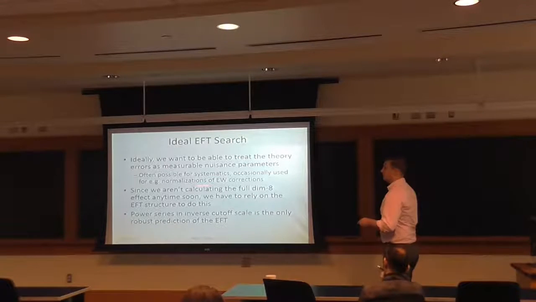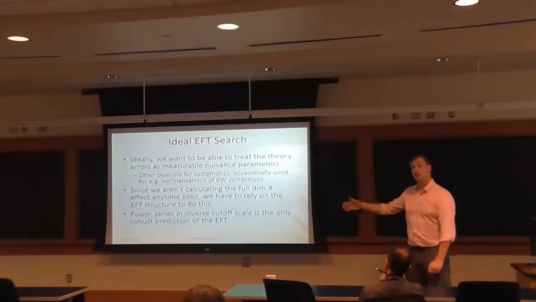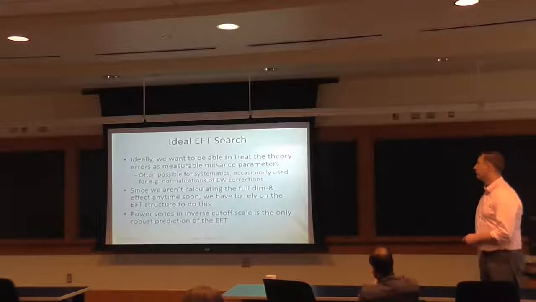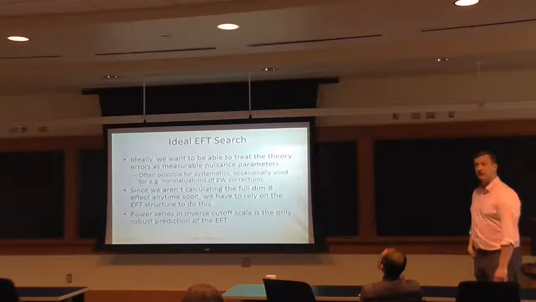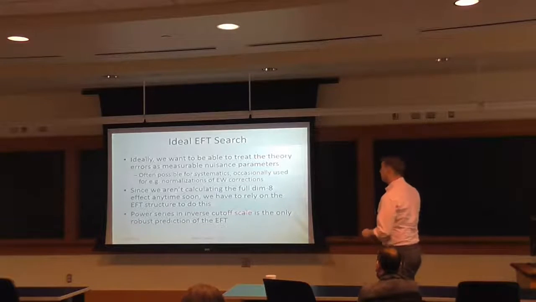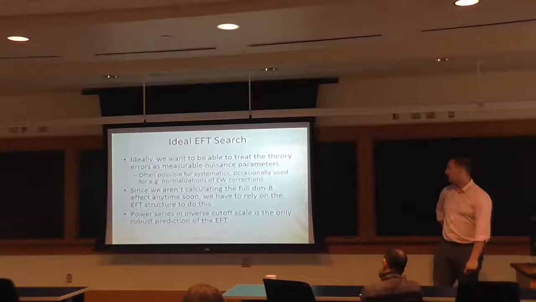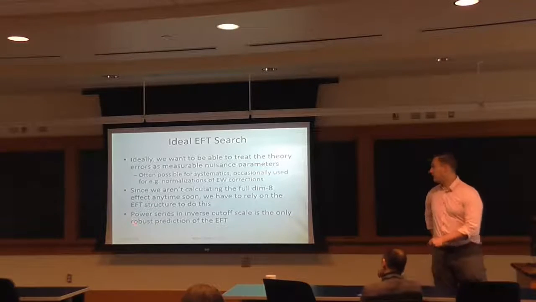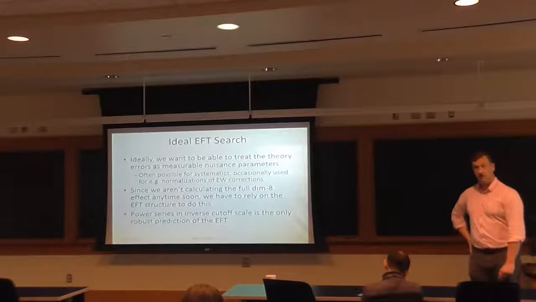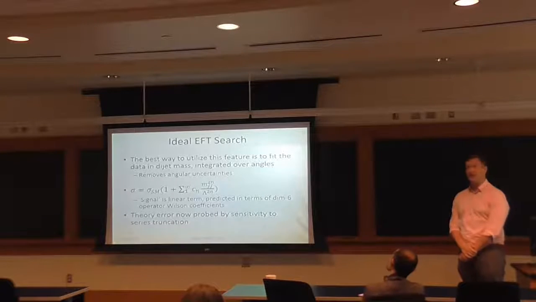This is often possible for, say, systematics. The experiments go and measure their own uncertainties on their B-tagging efficiencies, for instance. It's occasionally used for, say, normalization of electroweak corrections. But since we aren't calculating this here, we would have to rely on the EFT structure to do it explicitly. And the only really robust prediction of EFT is that we should get a power series in the inverse cutoff scale. So maybe, just maybe, I could write down my prediction this way.